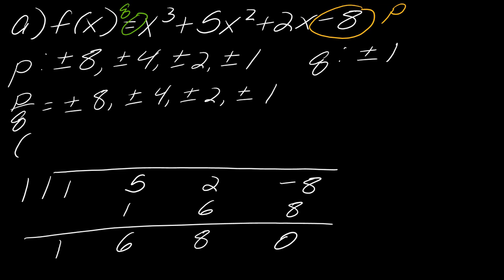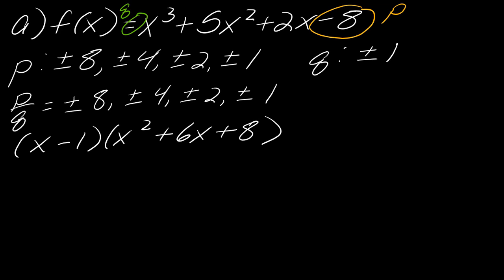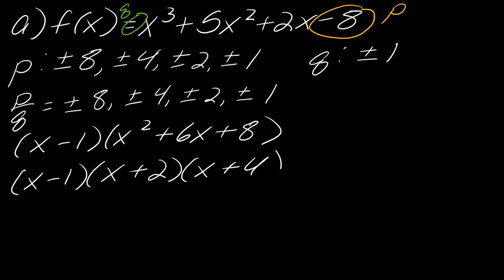So let's see. That means that if 1 is a 0, then a factor of this polynomial is x minus 1. So it always goes in opposites, right? And then the resulting polynomial that I'm left with, since this started with x cubed, this starts at x squared. So this will be x squared plus 6x plus 8. All right, now that I have this quadratic, this just so happens to factor. Cool. So this factors as x plus 2, x plus 4.